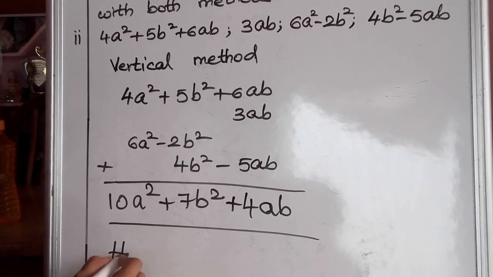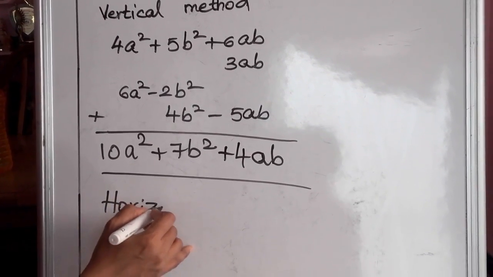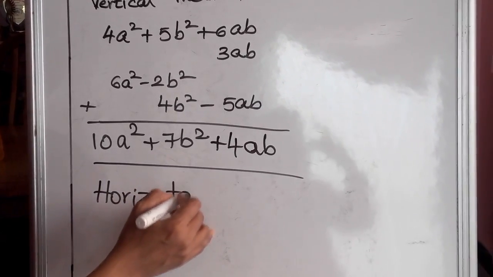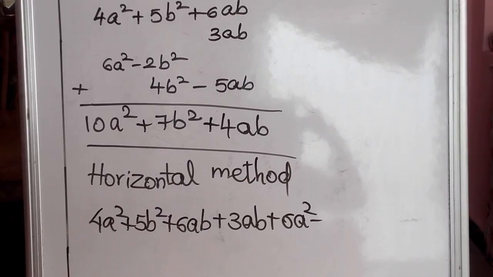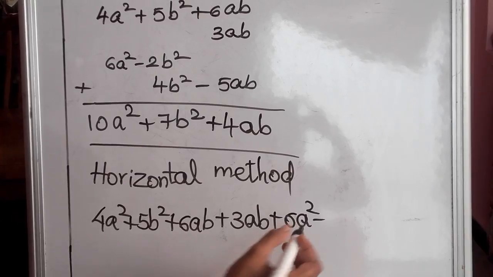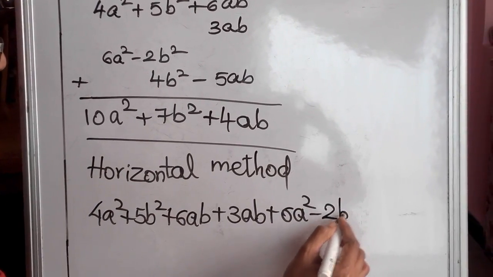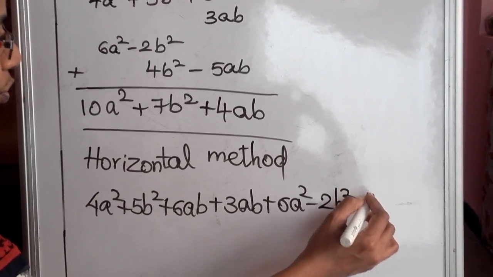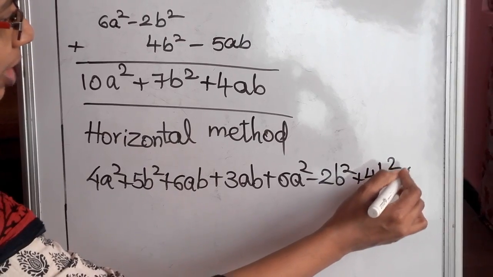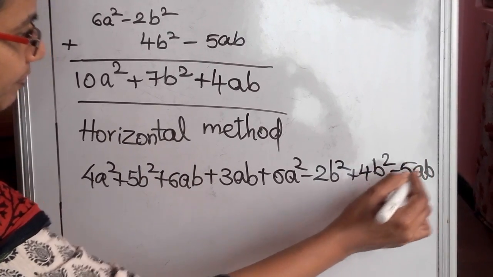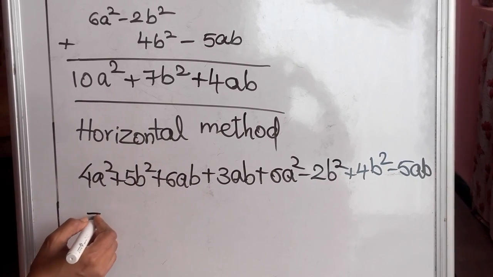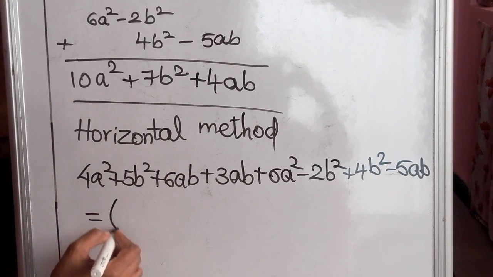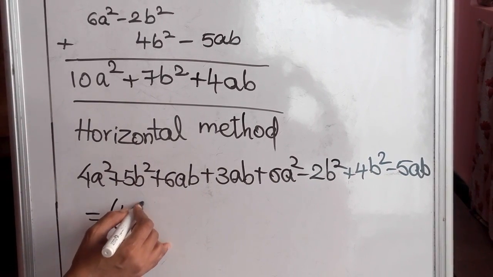Now let us use the horizontal method. 4a square plus 5b square plus 6ab, plus 3ab, plus 6a square minus 2b square, plus 4b square minus 5ab. So what did I do? I have added all the 4 expressions.